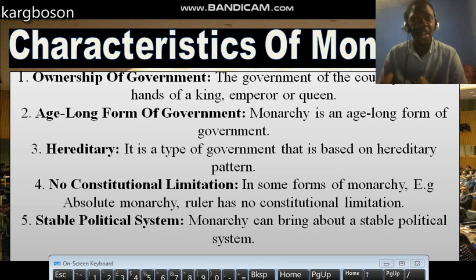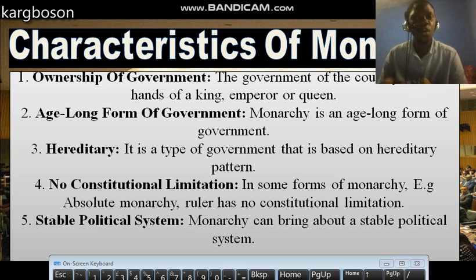So another characteristic is heredity. It is a type of government that is based on a hereditary pattern. In a monarchy, you don't have to elect the king. You don't have a president, but you have a king or queen, an emperor or empress. So you don't have to elect these people. They come to power based on inheritance. Let's say, for instance, if the father is a king, immediately after the demise of the father, the son automatically becomes the next king. So it is based on heredity.